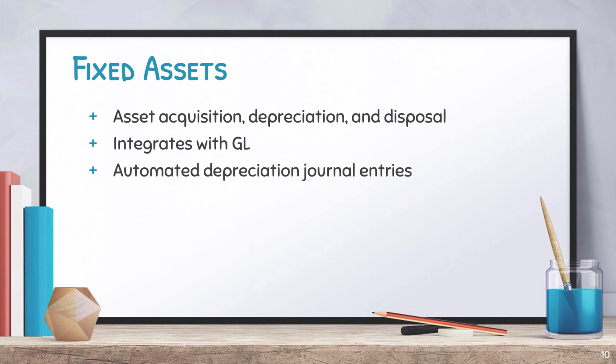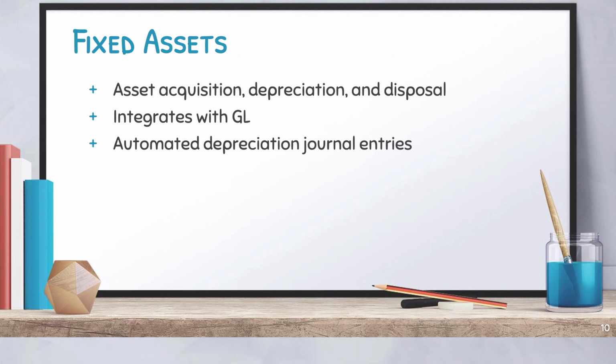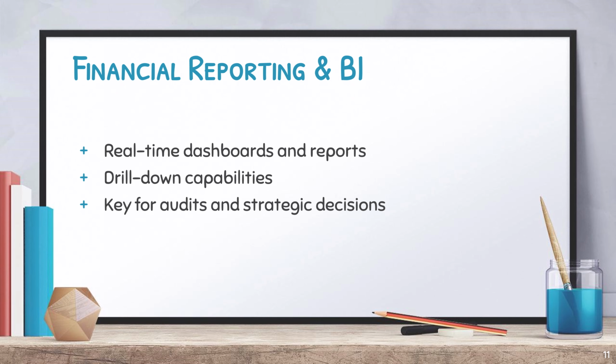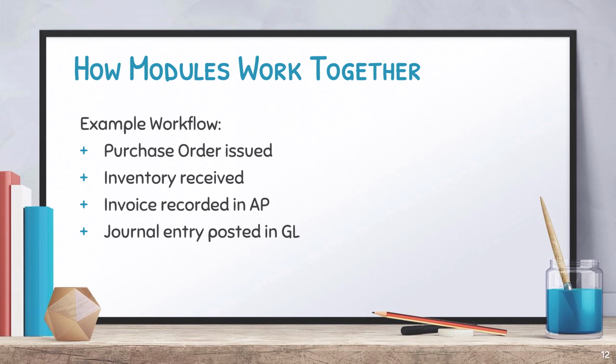The Fixed Assets module allows you to track acquisitions, calculate depreciation, and manage asset disposals all in one place. It integrates with the general ledger and automates depreciation journal entries to ensure accurate and timely reporting. The Financial Reporting module allows you to generate reports like profit and loss, balance sheets, and even drill down into transactions, all in real time.